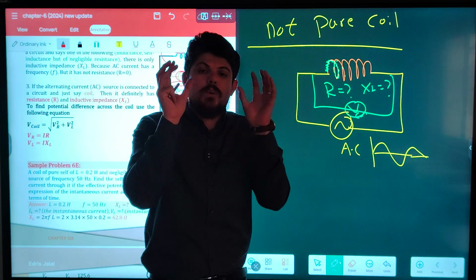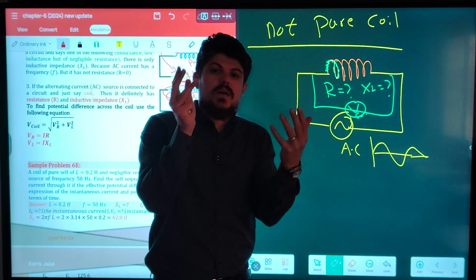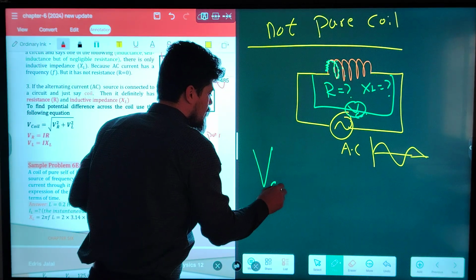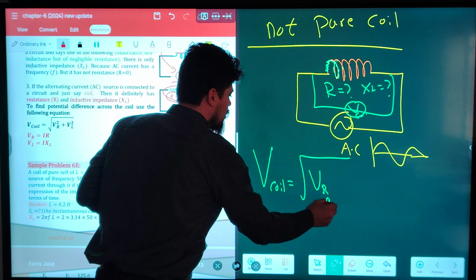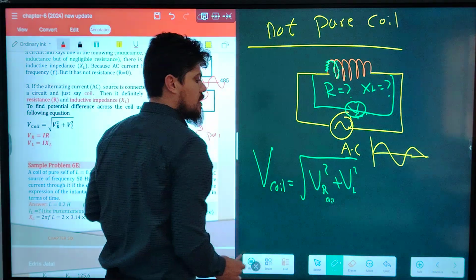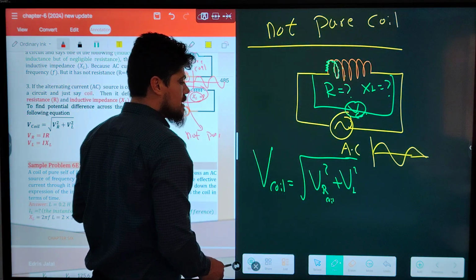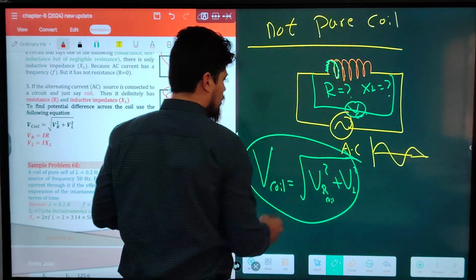How can you determine the potential difference across the entire coil? For a coil which has both resistance and inductance, you have to use this relation. V coil is equal to what? V coil is equal to the square root of VR of the coil squared plus VL of the coil squared. Why? Because we have both resistance and inductance. Is it clear? In this way you can find V coil.